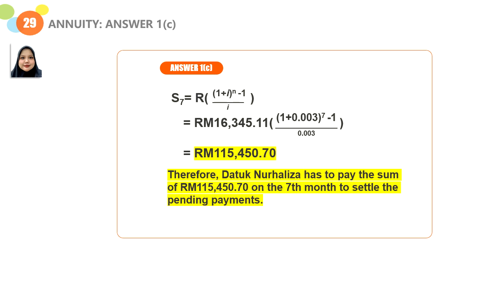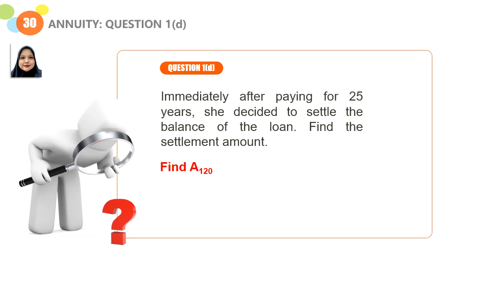After simplifying and solving the equation, we obtain S sub 7 equals 115,450 ringgit and 70 cents. Therefore, Datuk Nurhaliza needs to pay 115,450 ringgit and 70 cents on the 7th month in order to completely settle her pending payment. Question 1D. Immediately after paying for 25 years, she decided to settle the balance of the loan. Find the settlement amount. Find A sub 120.